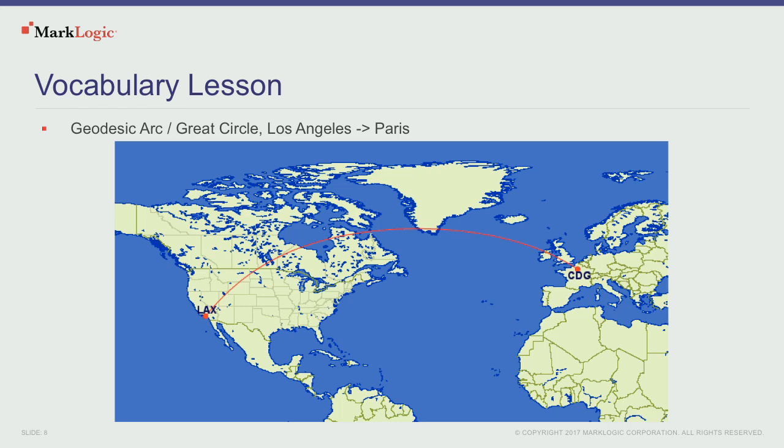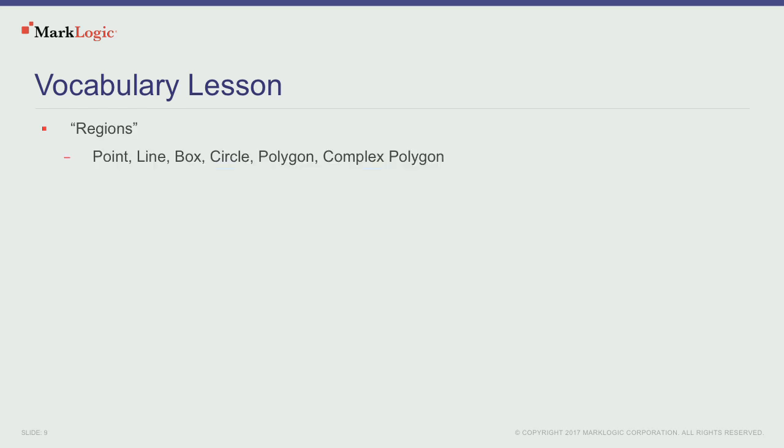WGS84 models. The shortest distance between 2 points on an ellipsoid is actually a geodesic arc, which we've drawn here. Kind of looks weird to go up into Canada and past the tip of Greenland to get to France, but that is actually the shortest distance. A special kind of geodesic arc is a great circle. A great circle is a geodesic arc over a sphere. A geodesic arc over an ellipsoid is just a geodesic arc.